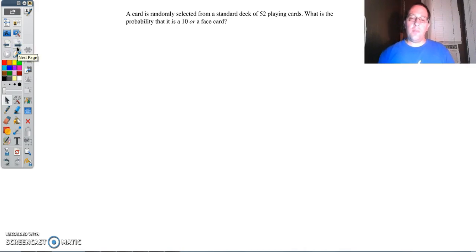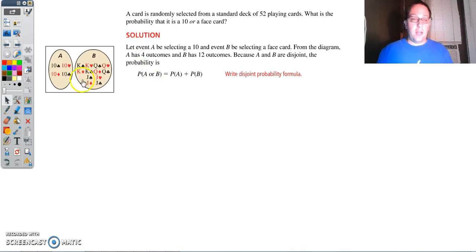We want to randomly select a card from a standard 52-card deck. What is the probability that it's either a 10 or a face card? As long as it's one of those two things, we don't care. It's all good. So probability that it's a 10. Well, there are 4 10s out of 52 cards. Probability that it's a face card. Well, there are 12 face cards out of 52 cards, and there is no overlap. There are no 10s that are also face cards. So we just have to add them up.